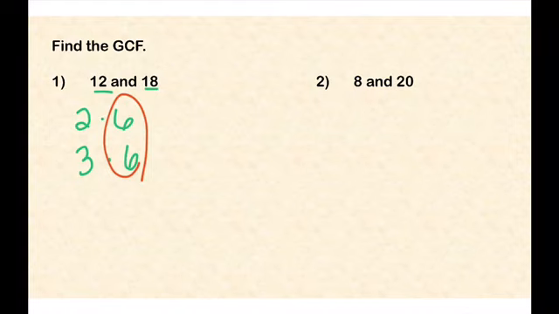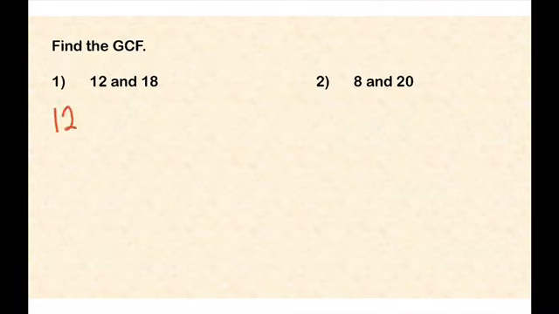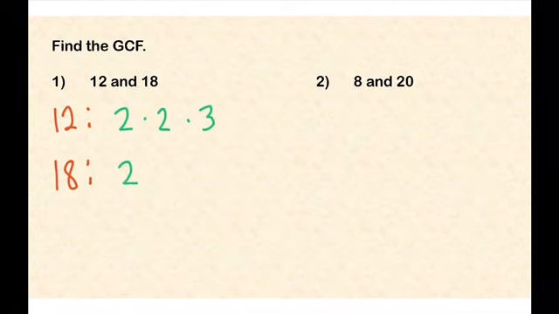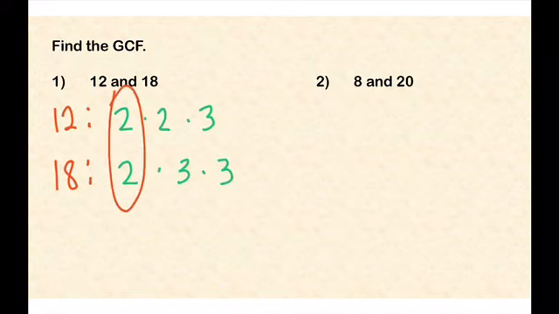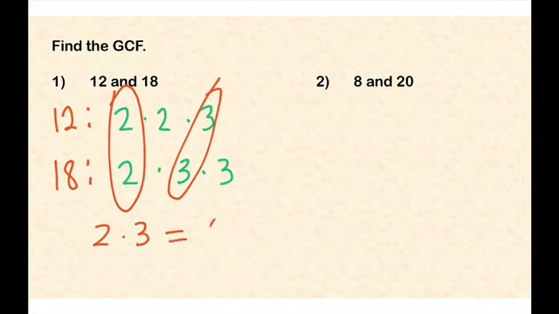Now let's say you don't know your times tables all that well. So what you can do then, and this works if you have really big numbers, even if you do know your times tables, this is helpful. And when we start bringing variables into the picture, this is another good way to do that. So what you can do is break down 12 into prime factors like we did when we did radicals. So 2 times 2 times 3. And then 18 is 2 times 9, so 2 times 3 times 3. Now go and circle everything they have in common. They have a 2 in common, and they have a 3 in common. So 2 times 3 equals 6, and that is the greatest common factor.